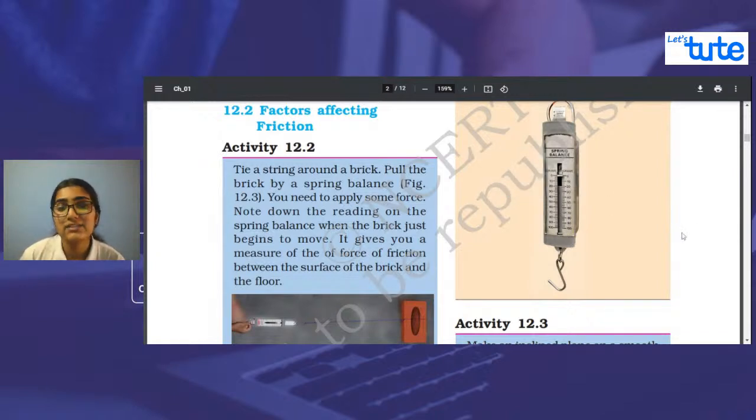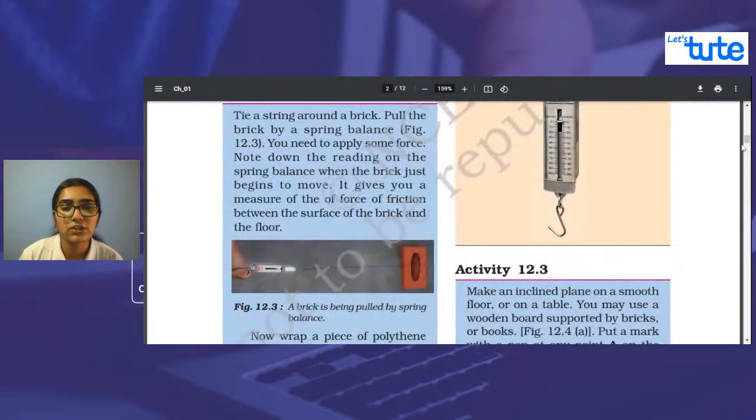Now, this spring balance is used to explain factors affecting friction. For the factors affecting friction, there's an experiment where there's a brick and there is a thread attached to it and a spring balance. So, when the spring balance is pulled, based on the weight of the brick, the spring balance will show a reading.